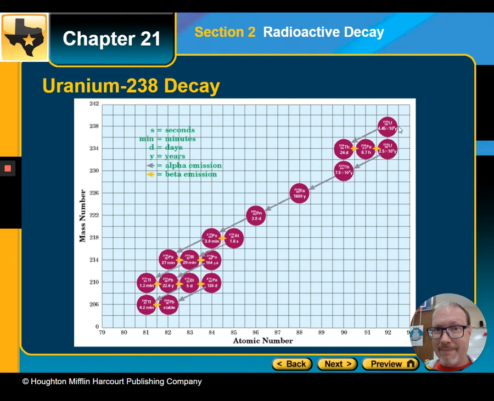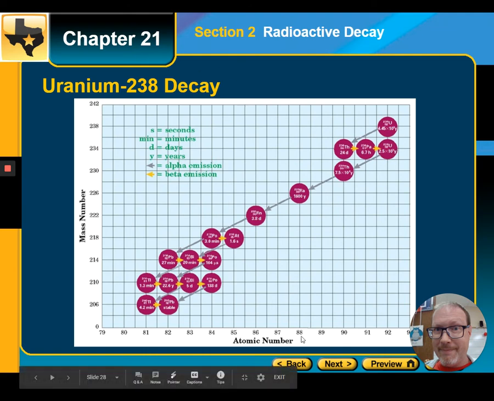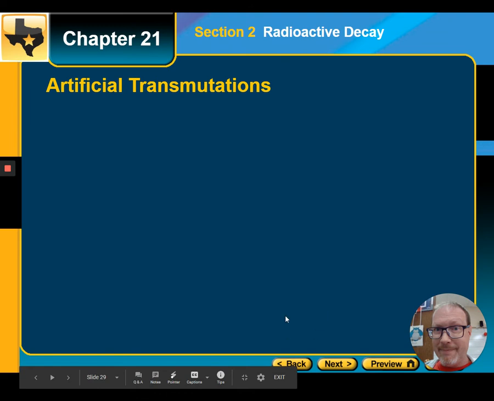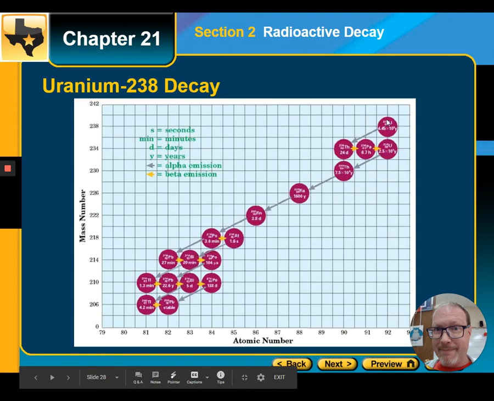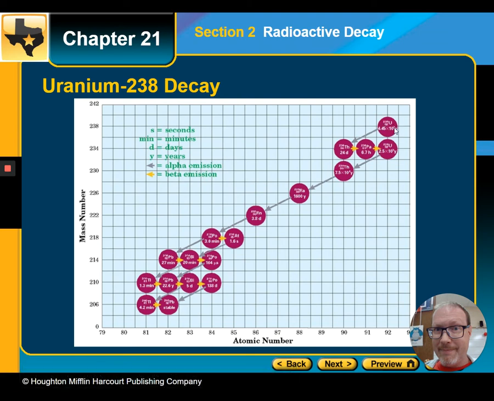This is a little bit unusual. Take a look here. The way that you read this, we're going to start with a high atomic number and a high mass number. So we're starting up here with this atom of uranium. This atom of uranium is going to go through an alpha decay. It's going to become an atom of thorium. Thorium will go through 2 beta decays to become protactinium and uranium.